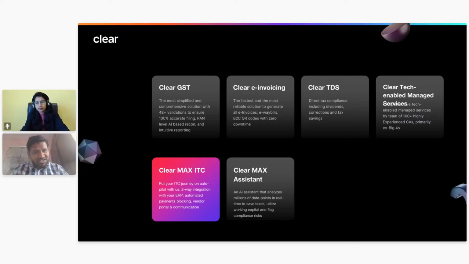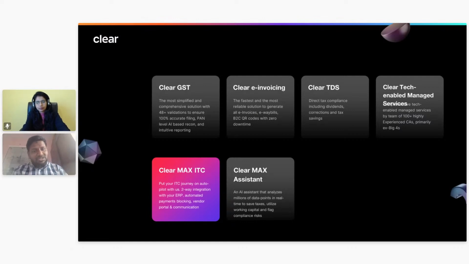Now we are talking about the reports, like the 1 versus 3B report, 3B versus 2A report, multi-month 2A, multi-month 2B report, all the compliance reports. So we have 35 plus reports available, which will help you with a completely automated solution in the Clear GST software.